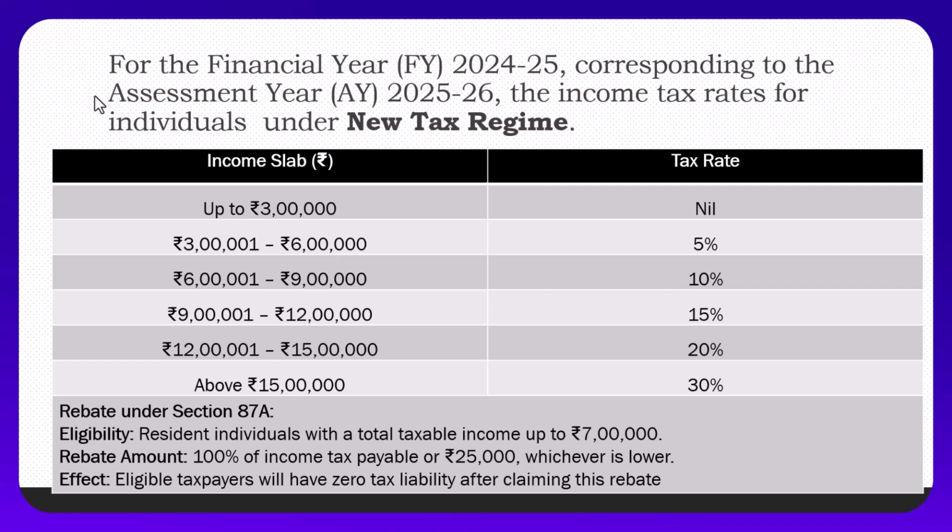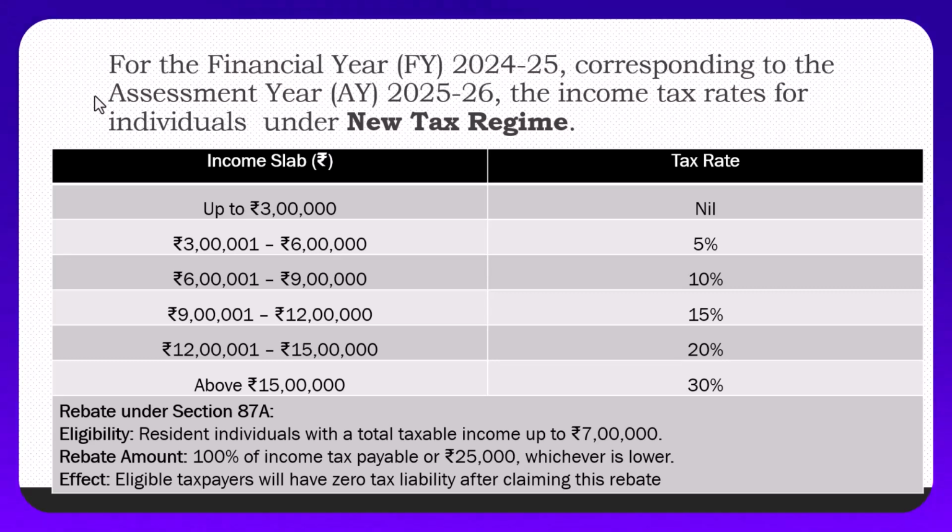Okay, fine. If you are drawing a salary of 3 lakh rupees or income of 3 lakhs, you don't have to pay any tax. But there is a rebate under section 87A, which says a resident individual with a total taxable income up to 7 lakhs will get this rebate. Suppose you are getting 7 lakhs in income, how much tax are you supposed to pay?